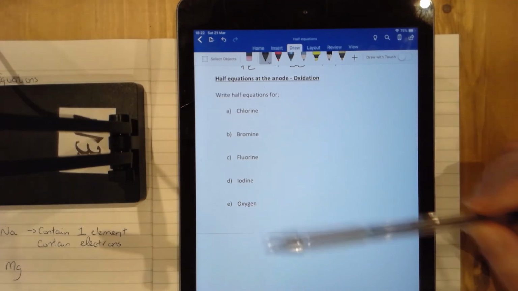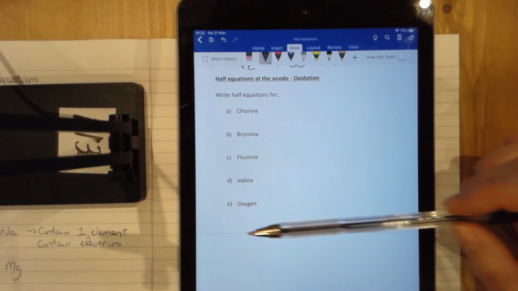Oxygen's a little bit different. If you can do oxygen by yourself without looking, well done. Have a go.